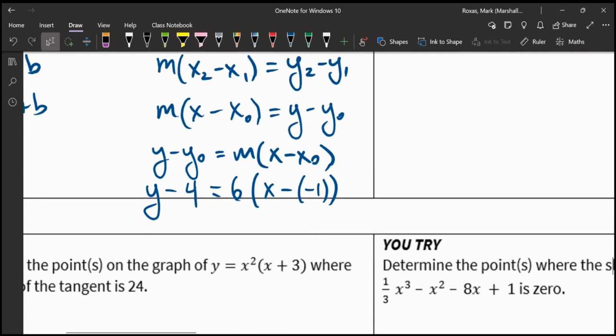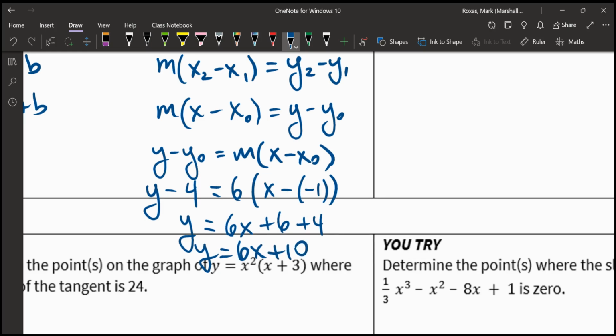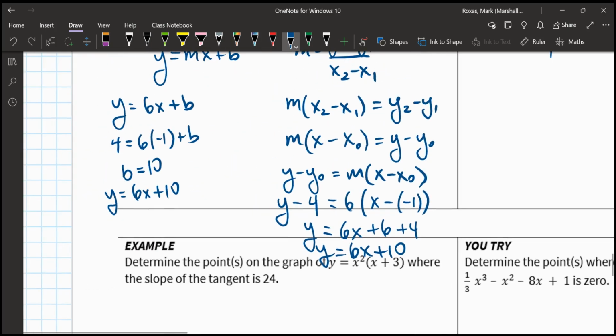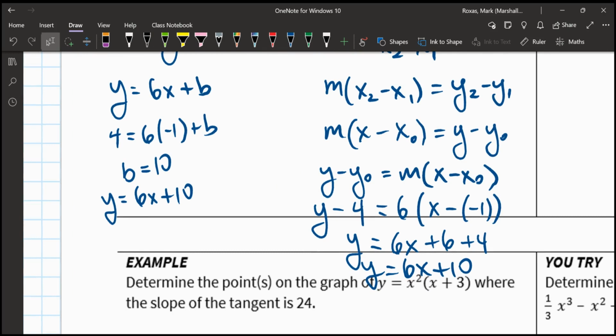And then we simplify. y equals 6x, and if I distribute, 6 times negative 1, the double negative makes positive, so plus 6. Bring the 4 over to the other side, I get plus 4. And so y equals 6x plus 10. Same answer. Maybe you might think this is nicer to work it out in this fashion. And I'm going to repeat this over and over again as we progress, right?